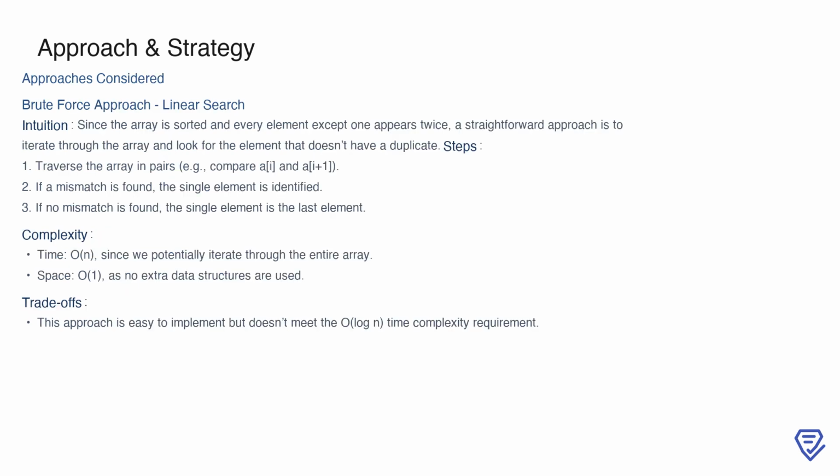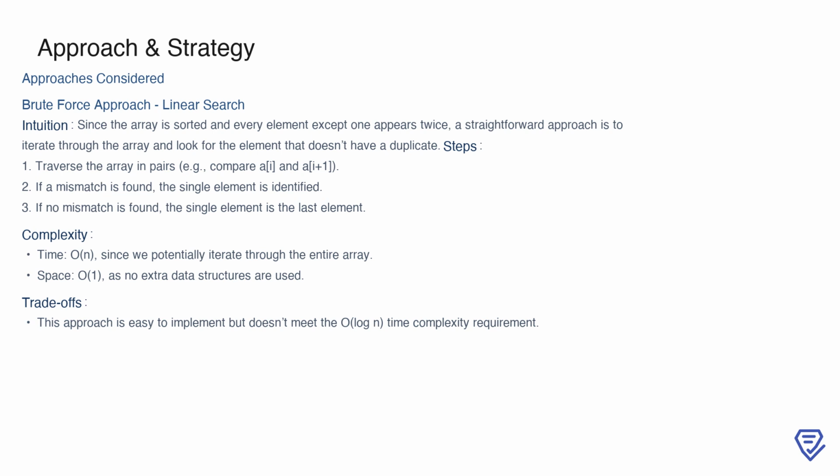efficiently. To solve the problem of finding the single element in a sorted array, the first approach we can consider is the brute force method using linear search. The intuition here is straightforward: since the array is sorted and every element except one appears exactly twice, we can simply traverse the array in pairs. For each pair, we compare the current element with the next one. If we encounter a mismatch, it means we've found the single element. If no mismatches are found during the traversal, the single element must be the last element in the array.